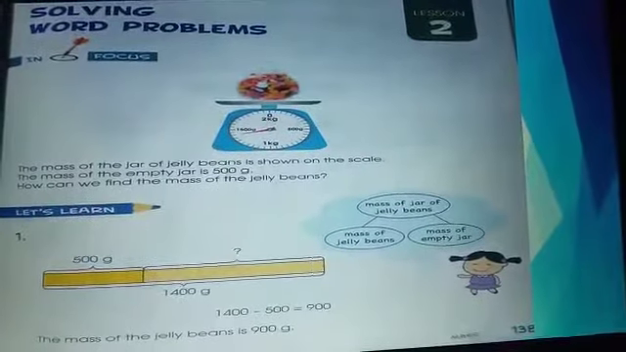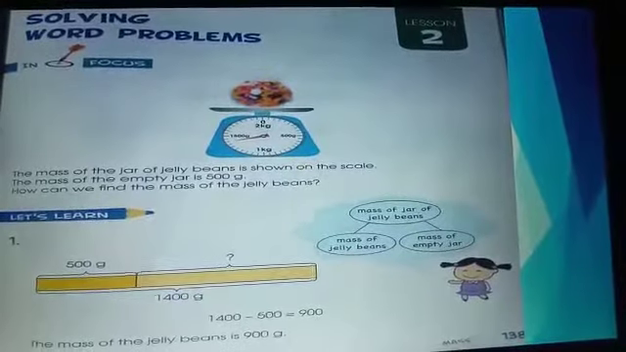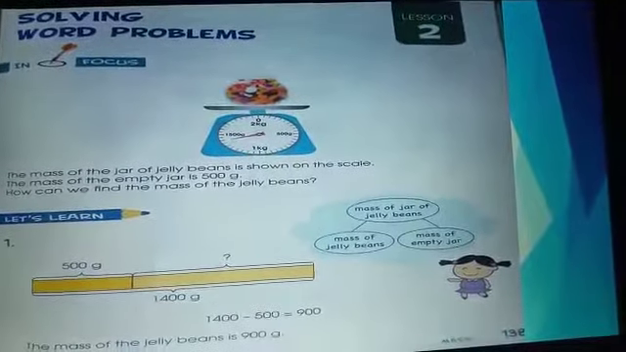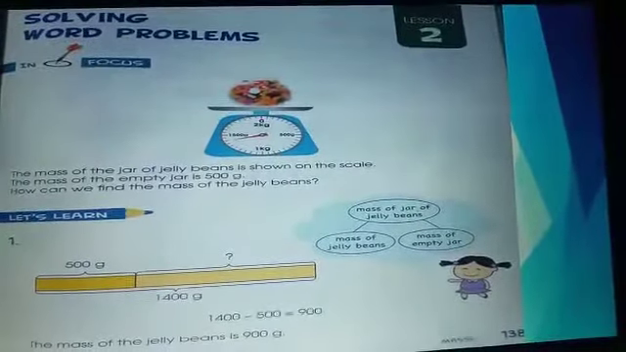In this problem, the mass of the jar of jelly beans is shown on the scale. The mass of the empty jar is 500 gram. How can we find the mass of the jelly beans?